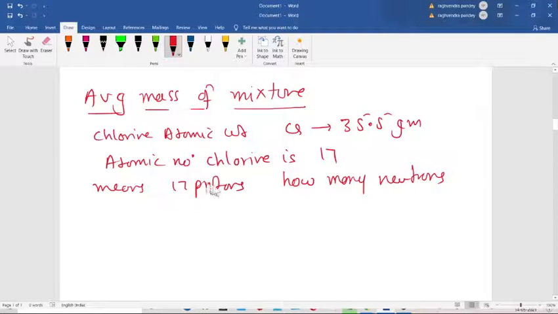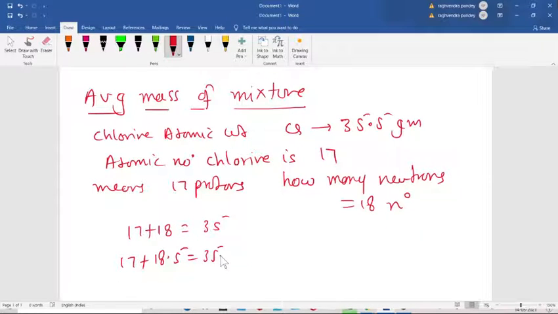Huh? Are you there? So 17 protons are there, and neutrons are 18. Okay, 18. How many neutrons? So there are 18 neutrons. So 17 plus 18, how much is it? 35. Okay, but it is 35.5. So why is it 35.5? Because if it is 35.5, there should be 18.5 neutrons. If we add 17 and 18.5, then it is 35.5.